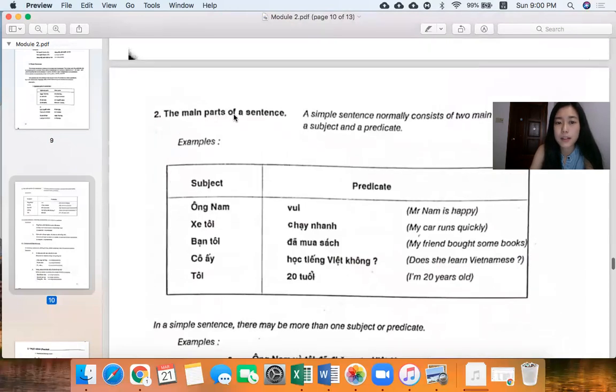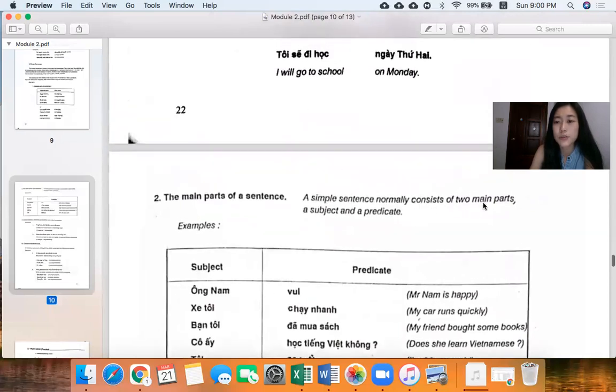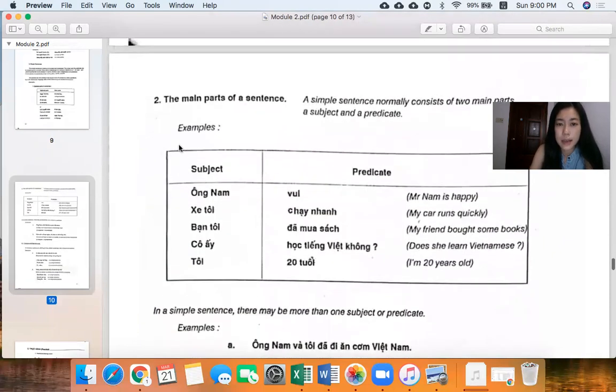Two, the main part of a sentence. A simple sentence normally consists of two main parts, a subject and a predicate. Examples. Ông Nam vui. The subject is ông Nam. The predicate is vui. Xe tôi chạy nhanh. In this sentence, the subject is xe tôi. The predicate is chạy nhanh.